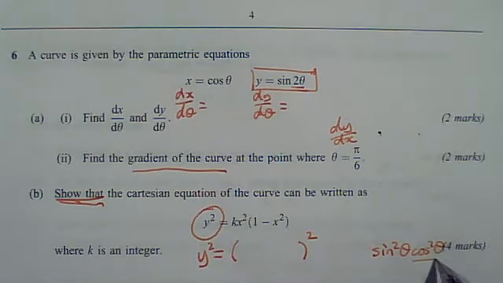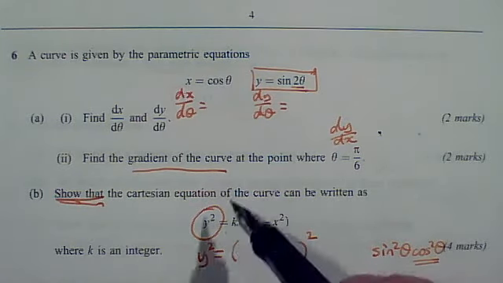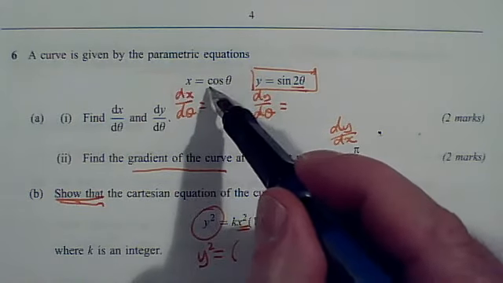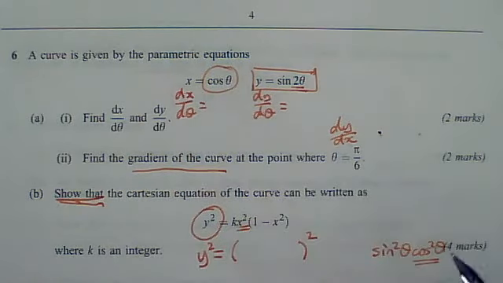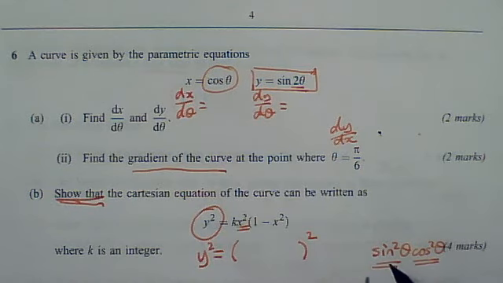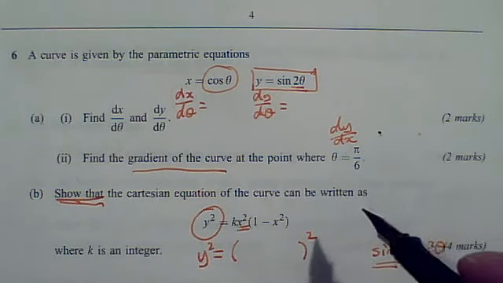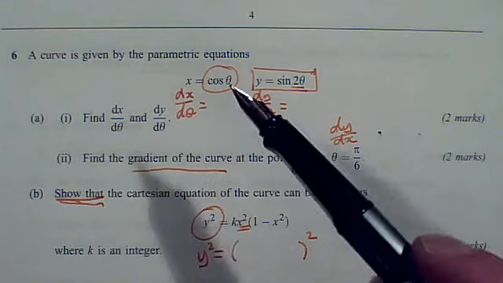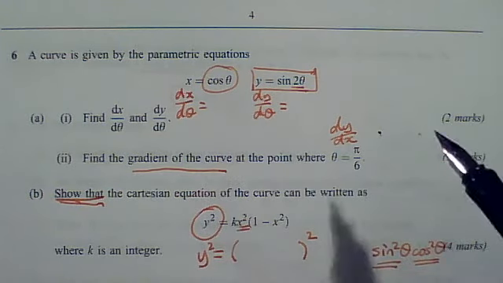And of course, cos squared theta, we want to have an x squared in the answer. Cos squared theta is just that x squared, so that's fine. Sine squared theta, however, you've got x is cos theta, you've got to express sine squared theta in terms of x, so you need to remember the identity that links sine squared theta with cos squared theta.